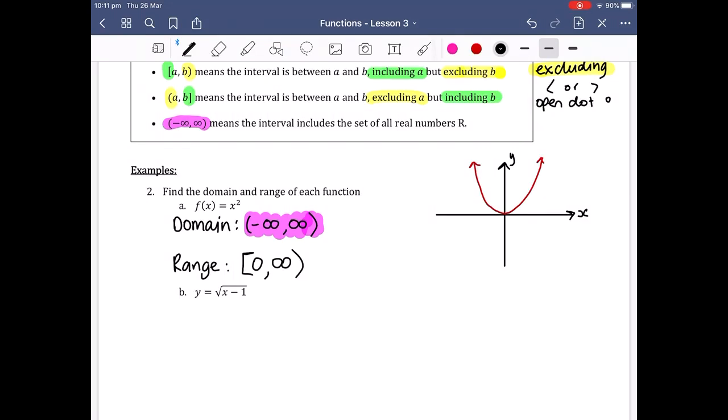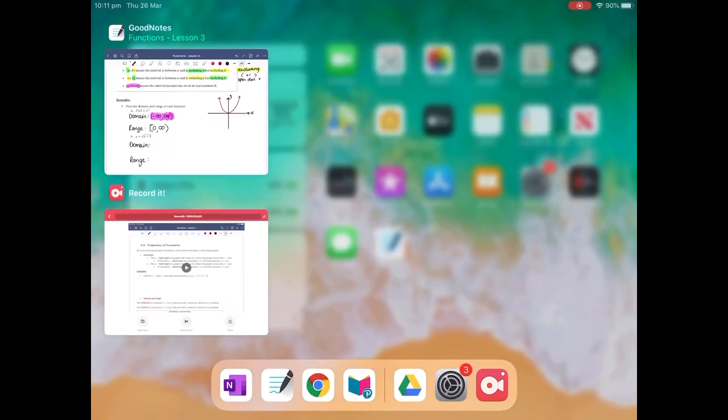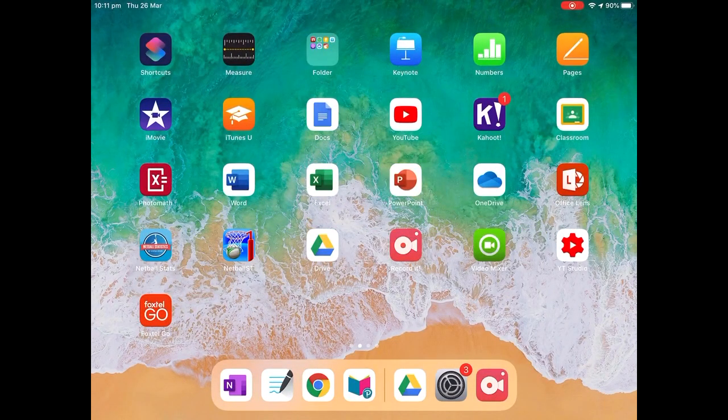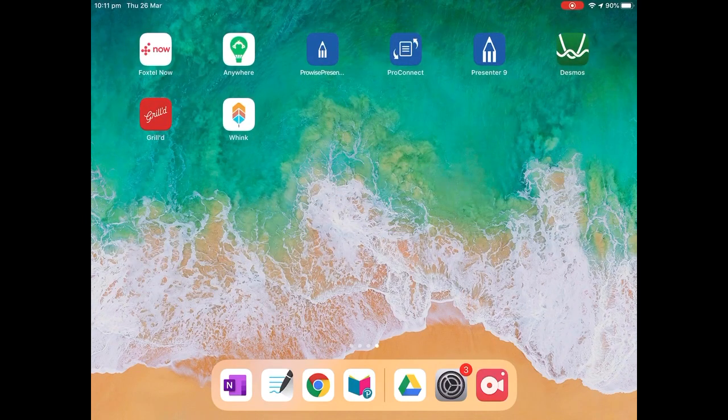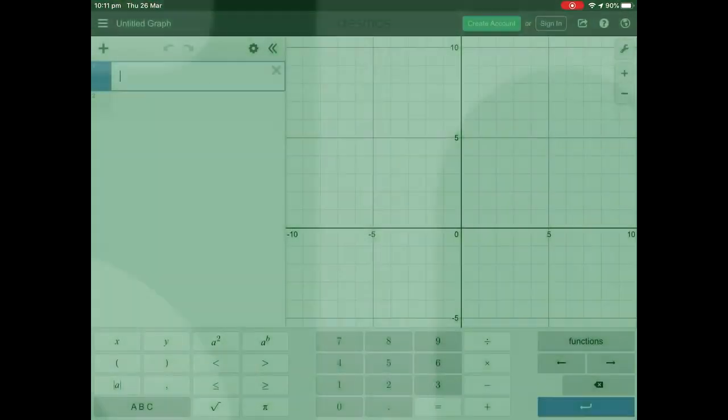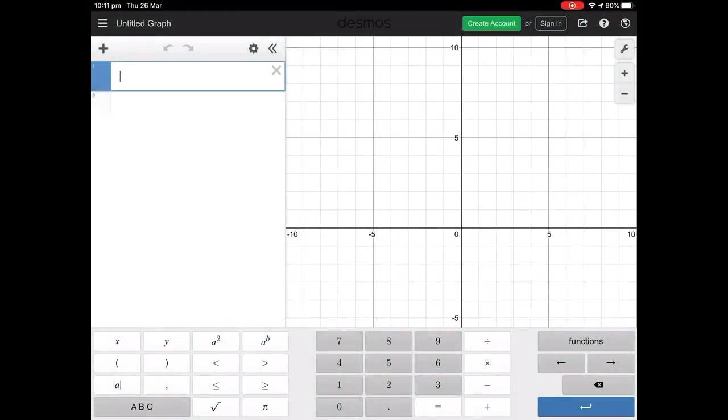So now looking at y equals the square root of x minus 1, what we want to do is find our domain of that, and we want to find our range as well. If you're not sure what y equals the square root of x minus 1 looks like, you can use Desmos. So that's what we're going to do right now. I'm just going to quickly go to it for you. If I can find it, there it is.